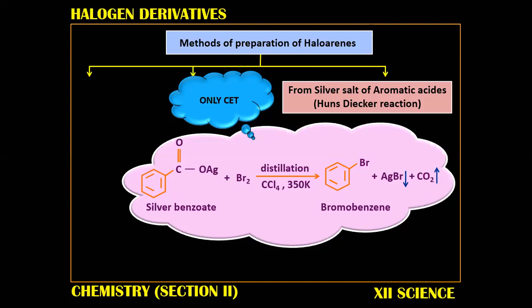Same like aliphatic, the same reaction is for aromatic, the Hunsdiecker reaction. But this is only for NEET JEE students. For HSC, this question will not be asked. Silver benzoate, when heated or distilled with bromine, we get bromobenzene, silver bromide, and carbon dioxide. Just copy down the reaction. NEET JEE students only.